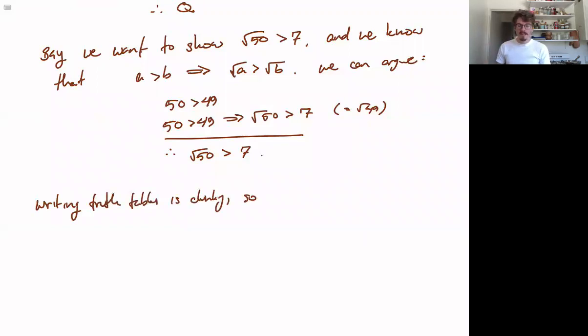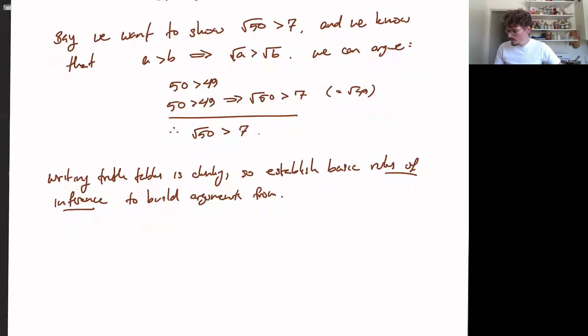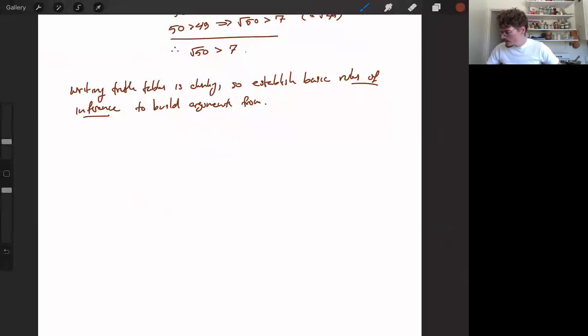So basically what we're going to do instead is find some basic valid arguments and then use those to construct more complicated ones. And these are what we call rules of inference. So, what are our rules of inference?